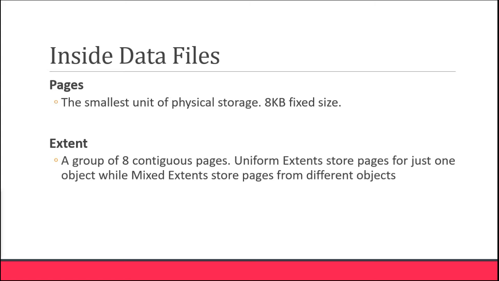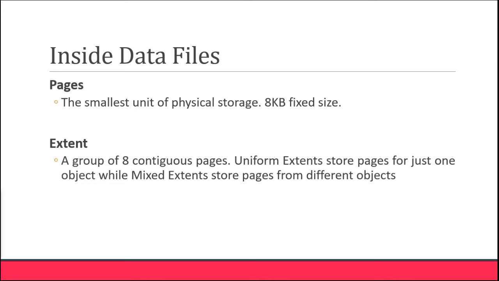An extent is another logical expression which refers to a group of 8 contiguous pages. So when you line up 8 SQL Server pages side by side, you form what you call an extent. There are two kinds of extents: uniform extents, which store pages for just one object. That is, if I create a table inside SQL and all the data in that table is piled up along a series of pages, and that number of pages amounts up to 8 pages, we call that a uniform extent.